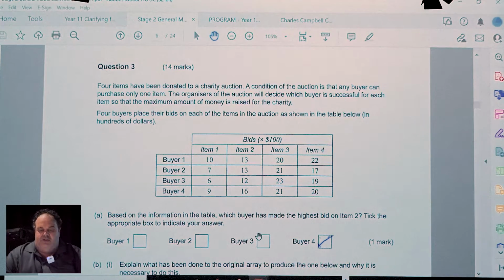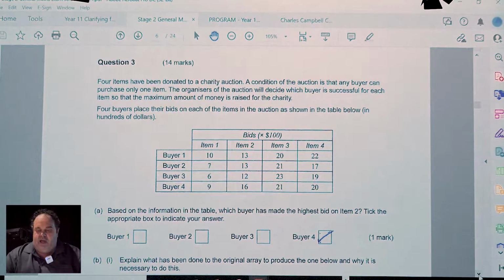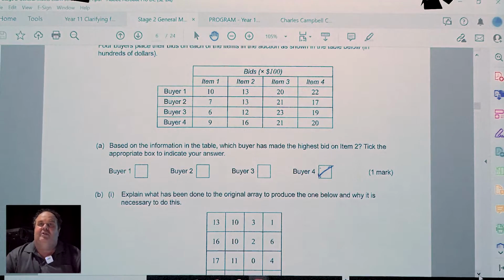Part A, it's a case of the students just reading the table and choosing buy or for. It says which one might put the highest bid on item 2. Look down the table, it's buy a 4. And I think 100% of students answered that question and probably got it right.